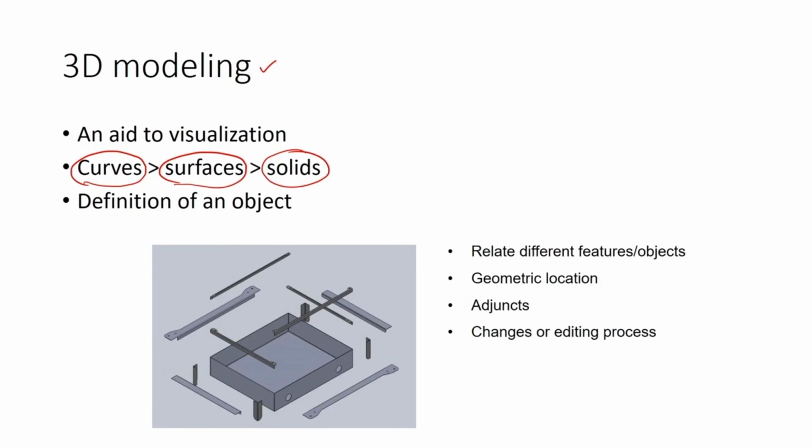This 3D model has various features or objects, and we are joining them together at certain geometrical locations. These features have relations with the other, adjacent features. In 3D modeling, we are representing the 3D objects on the 2D plane.